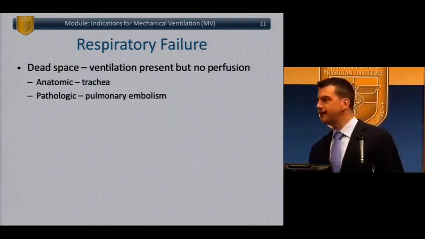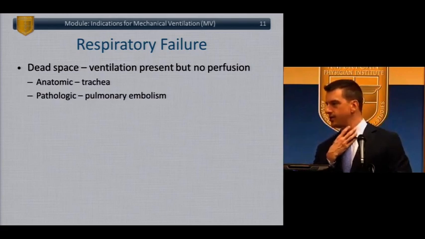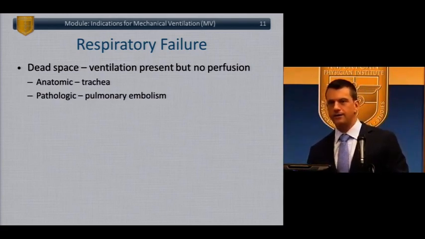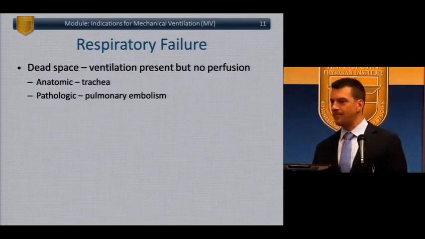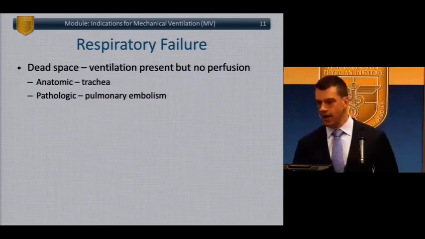We have dead space ventilation. There is anatomic dead space, and this has to do with that volume of each breath that sits in the trachea, or the main airways, where there's no alveolar tissue. It's normally about 100 to 150 cc's in most people, and this is that portion of respiration that really just is not getting to the active portion of the lung.